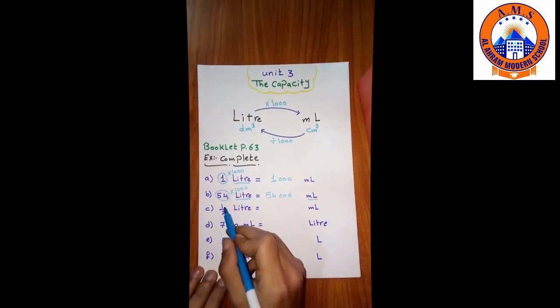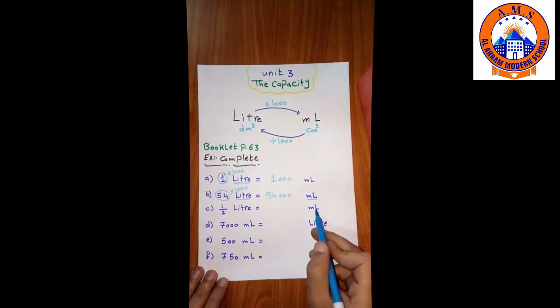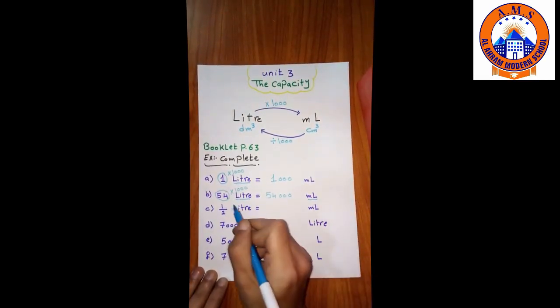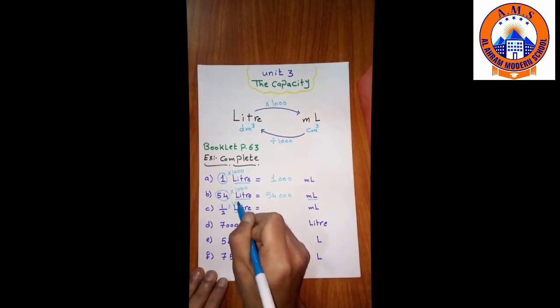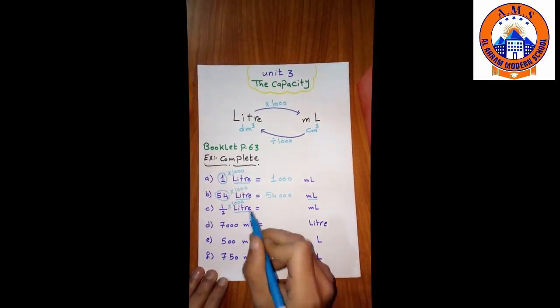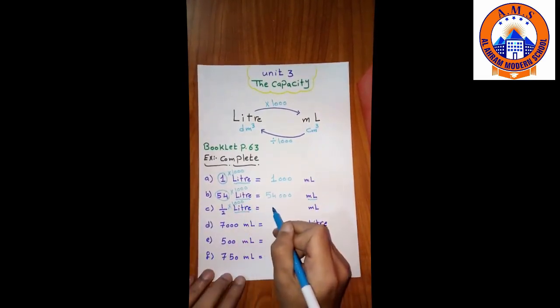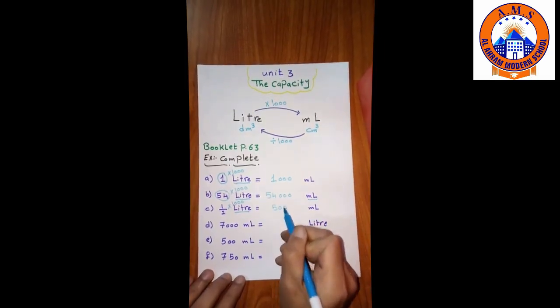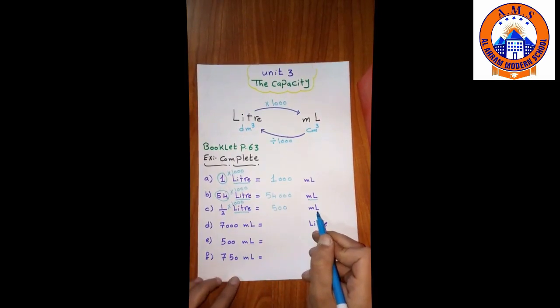Question number C, we have half a liter and we want it in milliliters. So I will multiply by 1000. So what is the half of 1000? You have 2 choices. Just to do it mentally, what's the half of 1000? It is 500. So half a liter equals 500 milliliters.